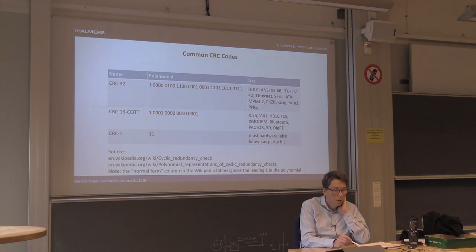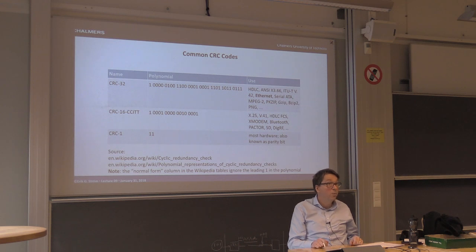Okay. The CRC16 has this polynomial, and that's used in all of these protocols. Bluetooth, maybe you recognize. There's some other that you might or might not recognize here. There is a CRC1, which is a very simple one, and it's actually the same as the single parity check code that we talked about in the beginning. Okay, so that's used in many hardware.